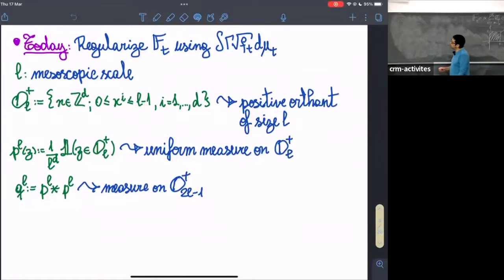Okay, so I'm going to use this probability measure Q_L, which is supported in the octant of size 2L minus 1.